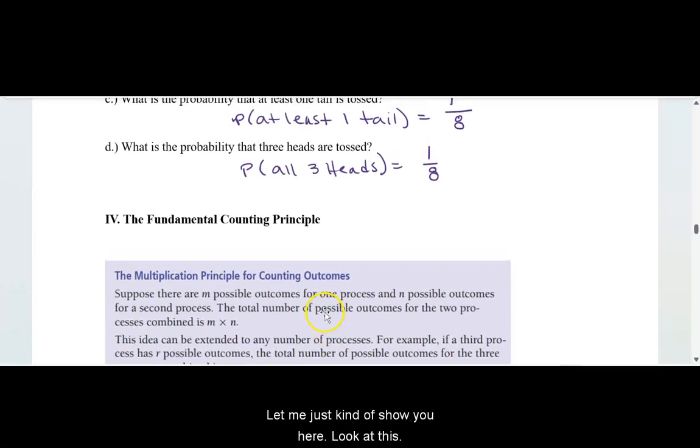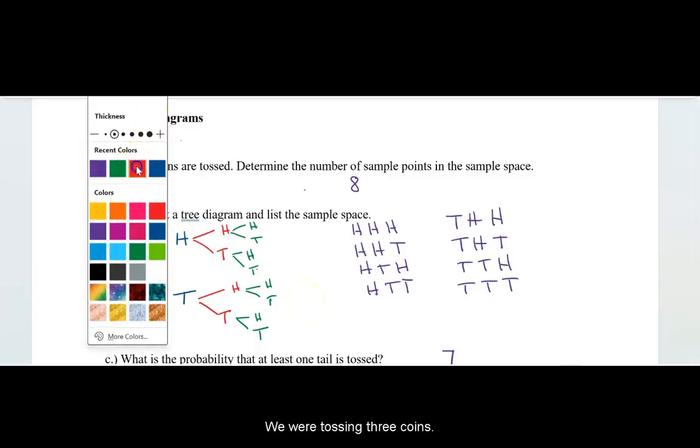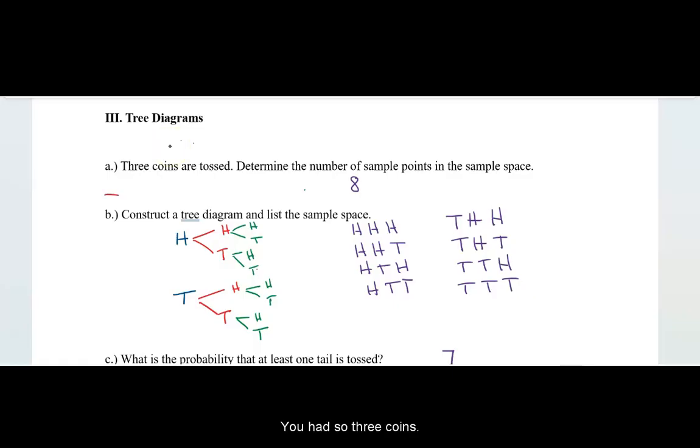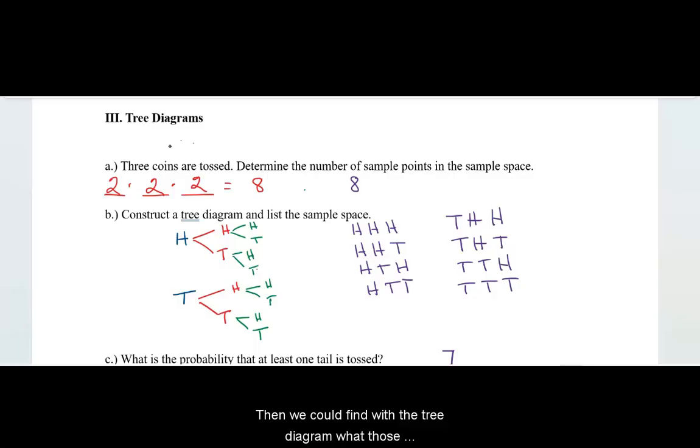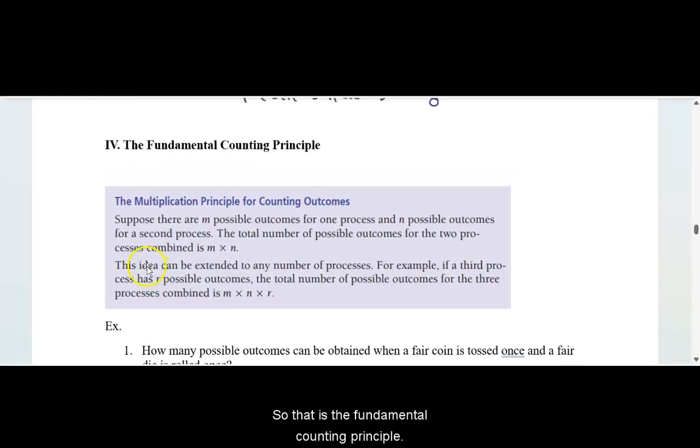Let's go back here. Let me just show you. Look at this. In this problem here, we were tossing 3 coins. How many outcomes did you have for the first one? Well, 2, heads or tails. For the second coin, same, heads or tails. And for the third coin, you had 2 possible outcomes. To figure out how many outcomes altogether you're going to have, you just multiply that. And so 2 times 2 times 2 is 8. And then we could find with the tree diagram what those actual 8 outcomes would be. So that is the fundamental counting principle.